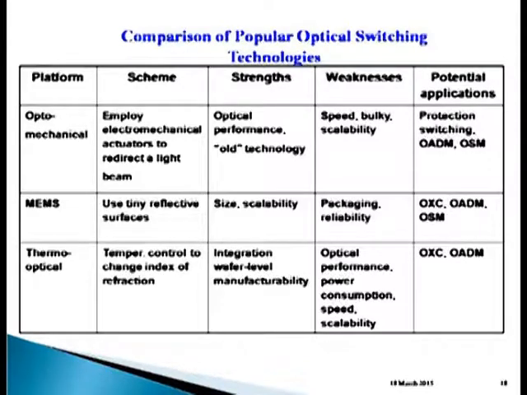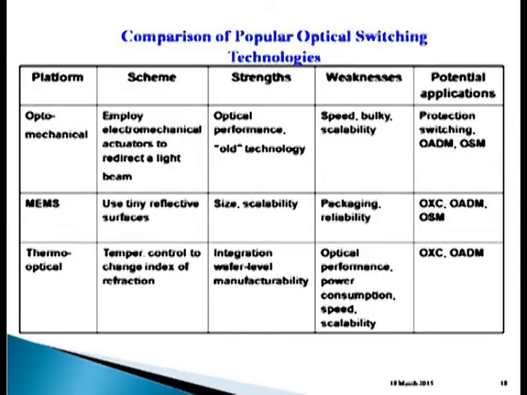Potential application: we can use them for protection switching, because for any network we require a very low port count protection switch, so we can employ them in protection switching applications only. Optical add-drop multiplexing and OSM, optical switching matrix. Then MEMS, they use tiny reflective surfaces. Strengths are size and scalability. However, the weaknesses are packaging and reliability. They can use OXCs, meaning optical cross connects, to design OADMs and OSMs.